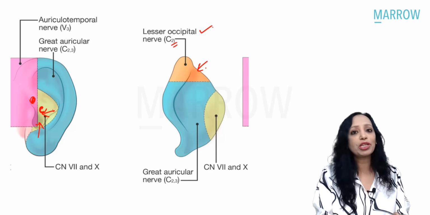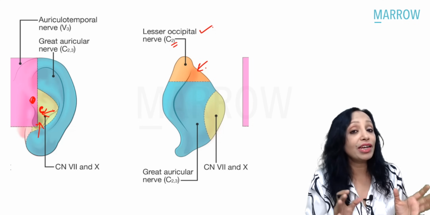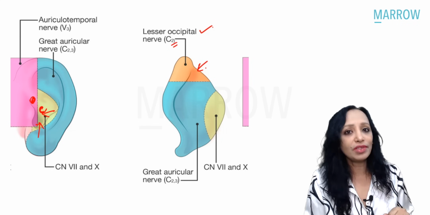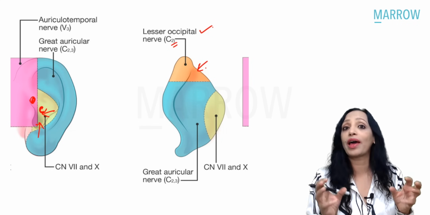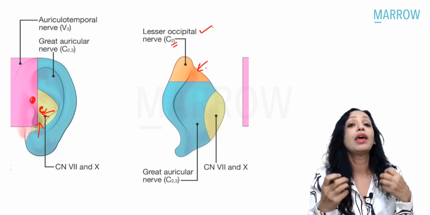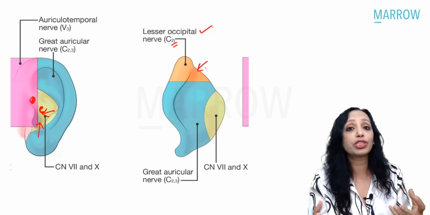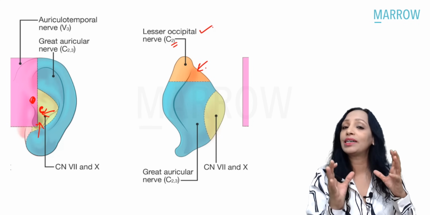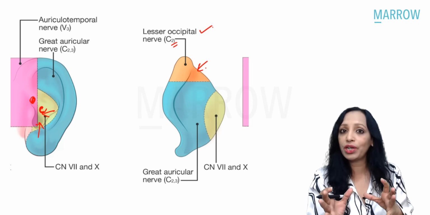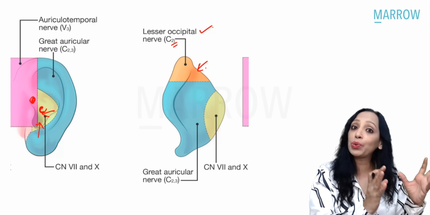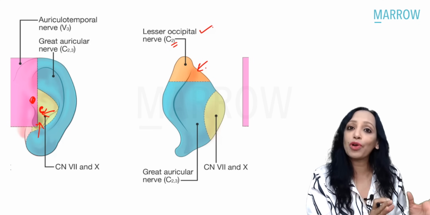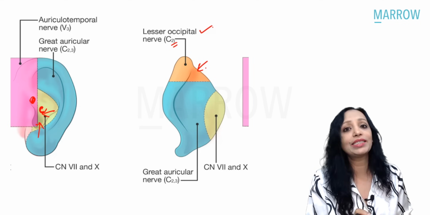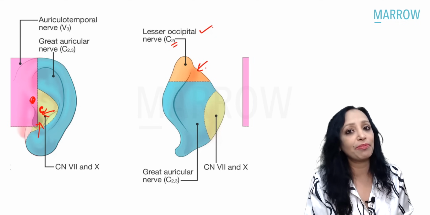Last year from this topic, the question asked in your exam was that in a patient of acute tonsillitis, there is pain in the ear because of which nerve? Any condition of the oropharynx, be it tonsillar infection, peritonsillar abscess, tonsillar carcinoma or base of tongue carcinoma, the nerve here is the glossopharyngeal. The pain is referred to the ear through the tympanic branch of the glossopharyngeal, Jacobson's nerve, which supplies the middle ear and the medial surface of the tympanic membrane.